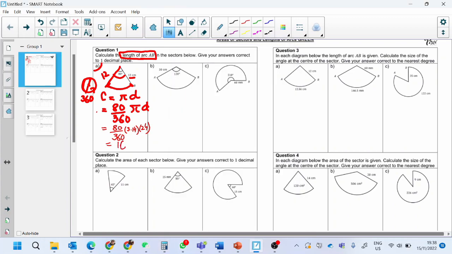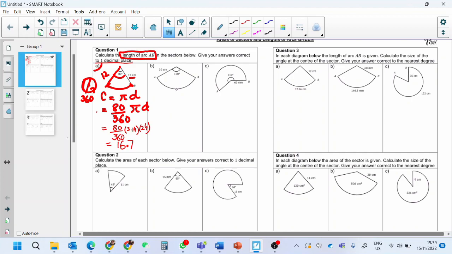So 16.7. If it's a 4 in the next place, then we do not change the 7 into 8. If it was 5 or above, then we would have changed it. The question says write your answer to one decimal place, so for one decimal place, this is okay.